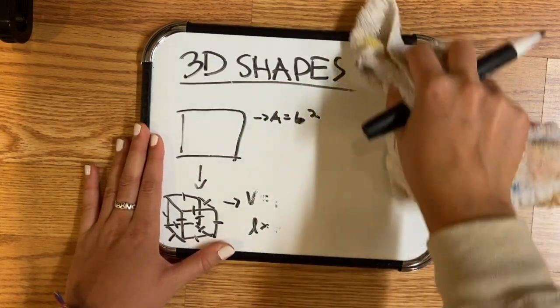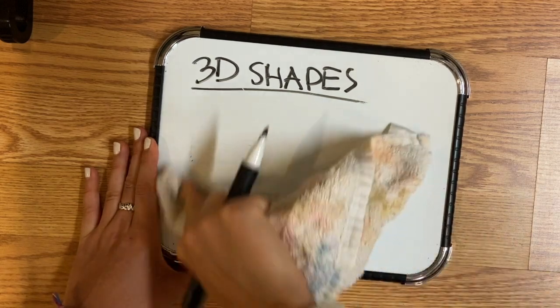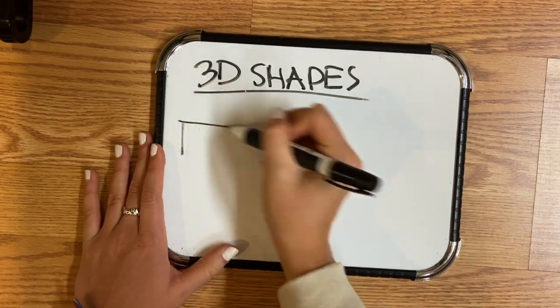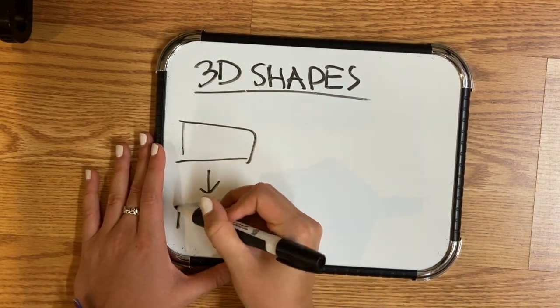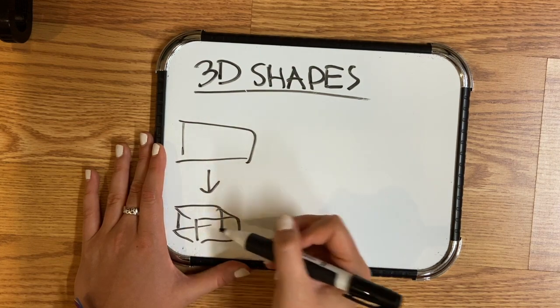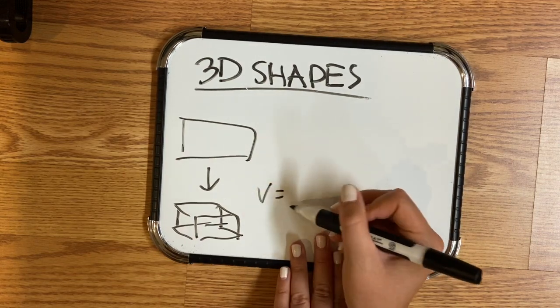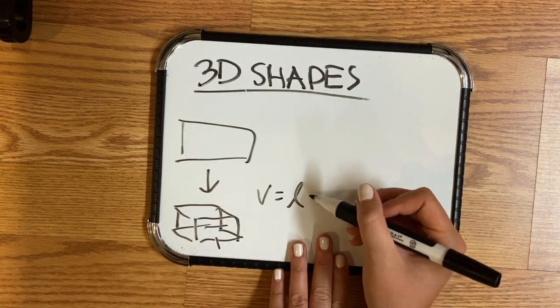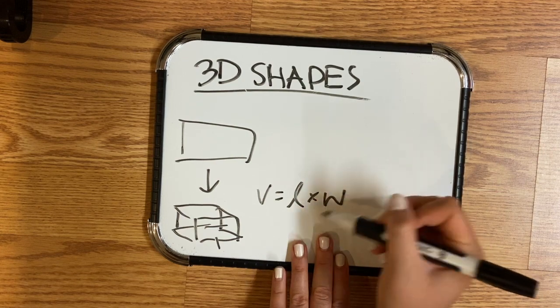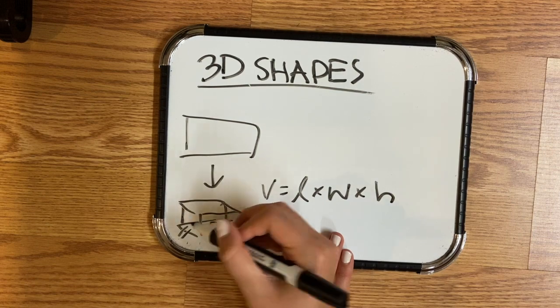And actually, this is really similar to the rectangle. Sorry, for the 3D version of a rectangle, which is a box. Because if you think about it, you're also just multiplying the length times the width times the height.